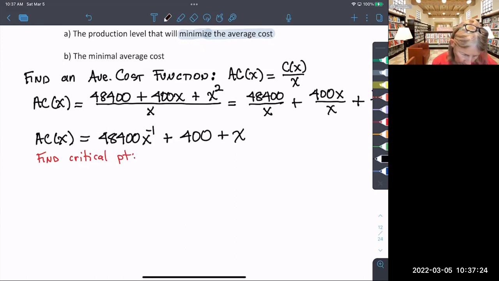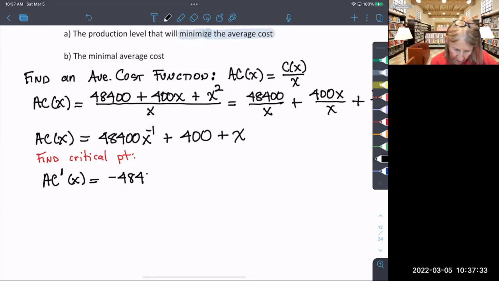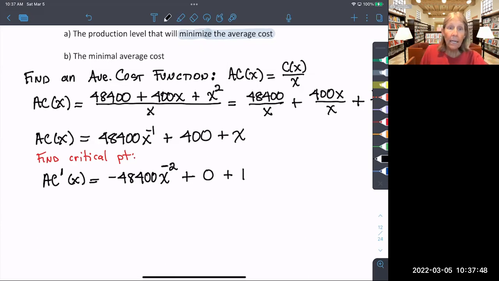So here goes, average cost prime of X, so the derivative. Let's see, -1 times this 48,400 X, and if I lower that by 1, -1 minus 1 is -2. The derivative of 400 is 0, and the derivative of X is 1. All right, let's set this equal to 0. And because I'm going to have to solve this, I'm going to take this X to the -2 and throw it underneath. So let's write it this way.